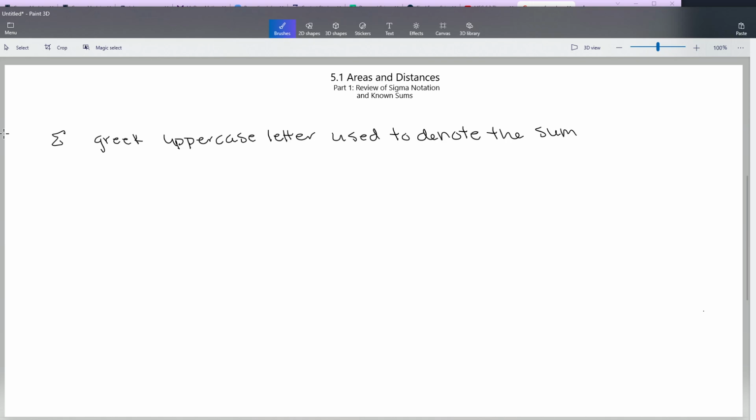So we use the letter I or the letter K as the index. In general, I use I, but you will see that some of the MyOpenMath homework prefers the letter K. So if we look at an example of this, this would mean that the index goes from 1 to 5.